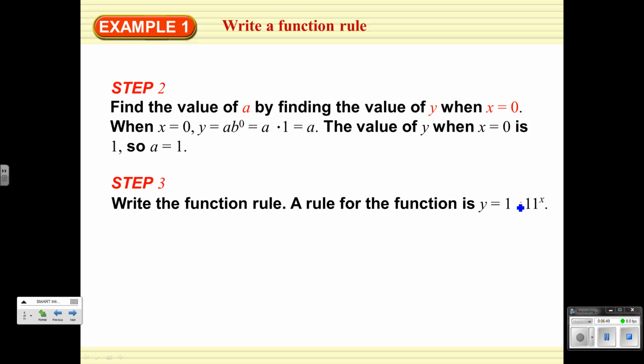And then step 3 is to write it all together right here. y equals 1 times 11 to the x power, or we could just write it like this: y equals 11 to the x power. And that's an exponential function, okay? a may not always be 1. a might be something else, but that would be the case right here.